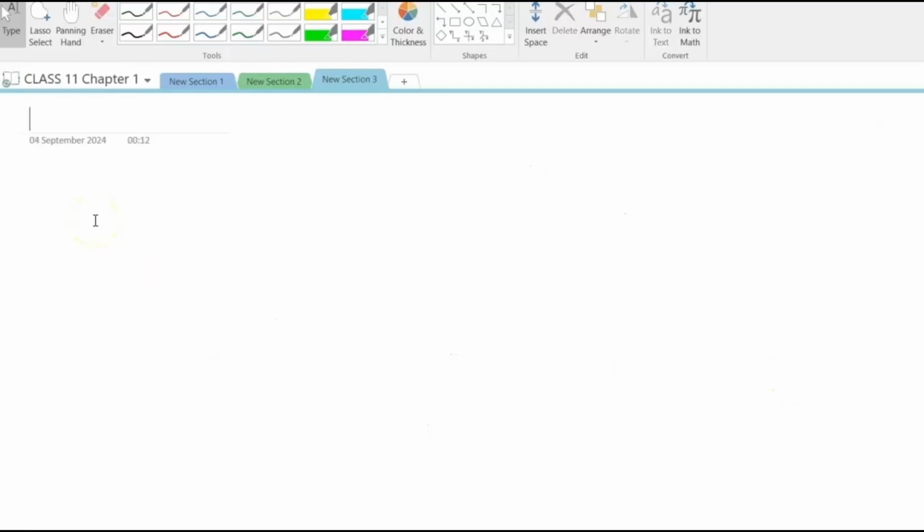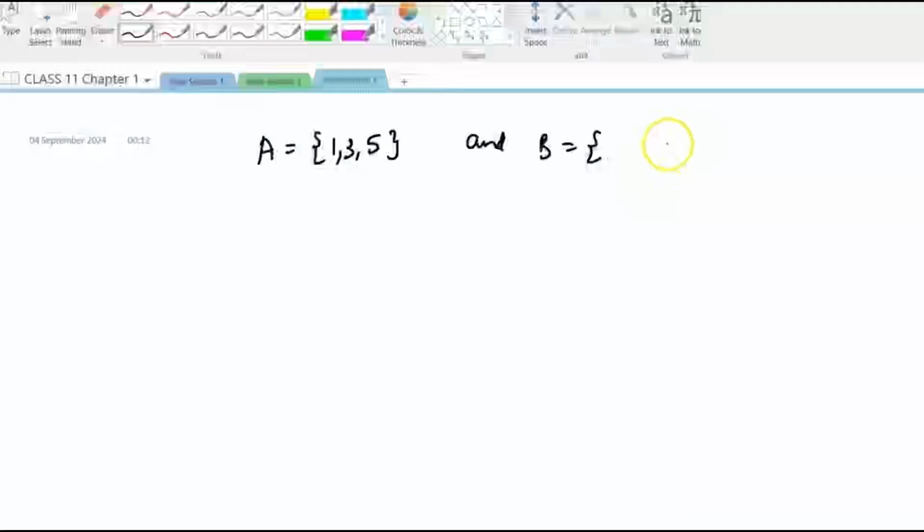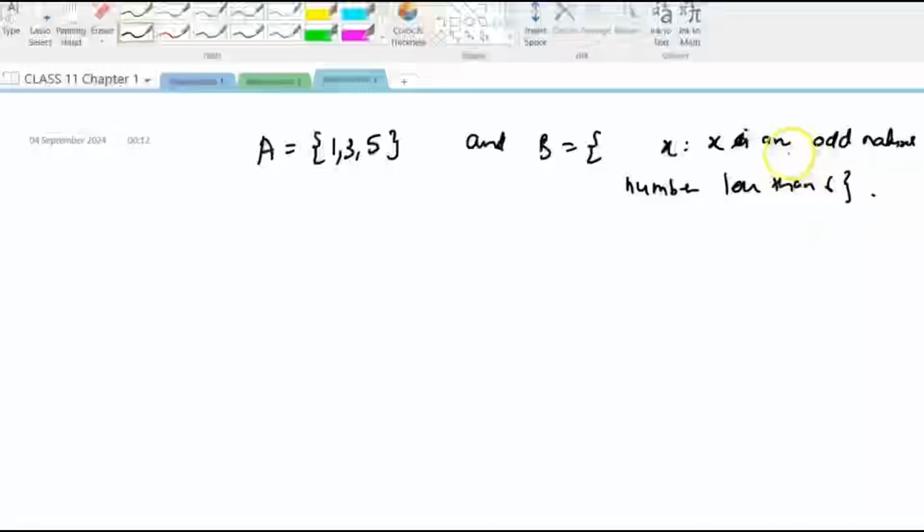Now, suppose we have a set A as {1, 3, 5} and B as {x such that x is an odd natural number less than 6}. Then we will see the relation between A and B. All the odd natural numbers less than 6, what would that be?